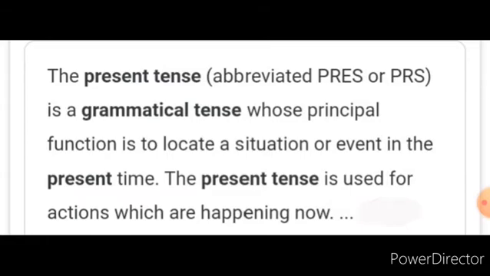Listen carefully, children. Present tense is used to locate a situation or an event in the present time, at now. That is known as present tense. It is used for the actions which are happening now. Present tense means, children, it refers to an action which takes place now, at present, at this point.